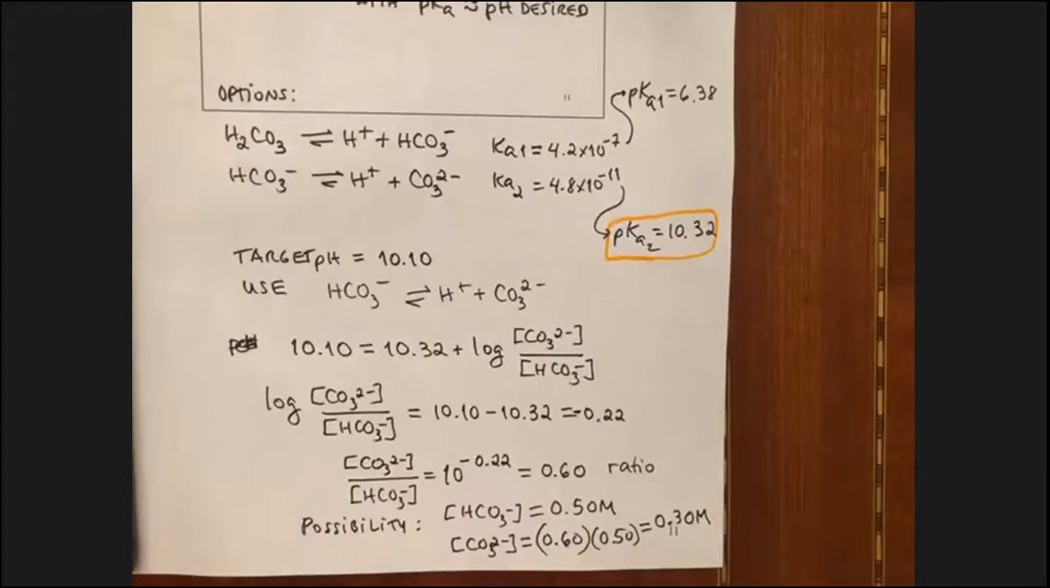I had a question. I hear a voice. Oh, can you hear me? Oh, it's Sarah. So the possibility, the 0.50 molar and the 0.30 molar, was that just like random numbers that you picked? Yes, totally. Yeah, I could have said 1 molar HCO3 and 0.6 molar in the other one. Yeah, I could have done it that way. Okay. All right. Thank you.